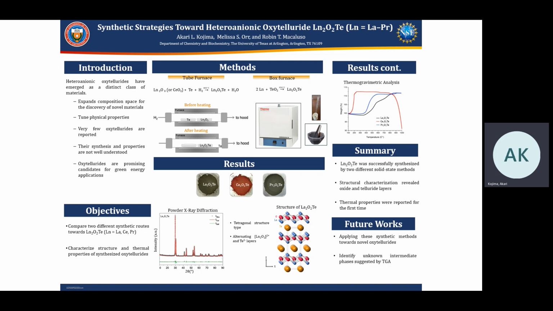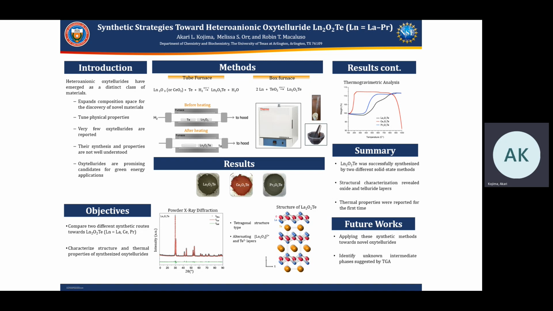For the box furnace method, unlike the tube furnace, we used the fine shavings of the lanthanide rods and mechanically mixed them in stoichiometric ratio with tellurium oxide in an agate mortar inside the glove box. After the sample was vacuum sealed and placed in the furnace, it is heated up to 850 degrees Celsius and dwells at that temperature for 48 hours and then cools back down to room temperature in about 3 days.